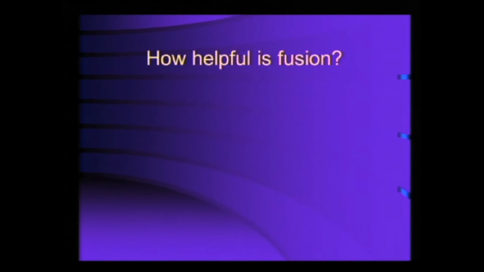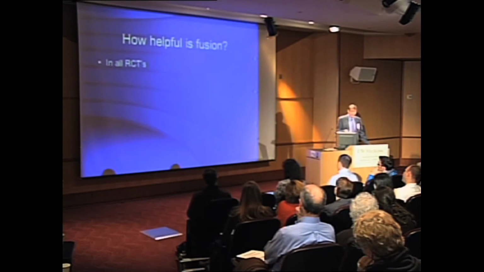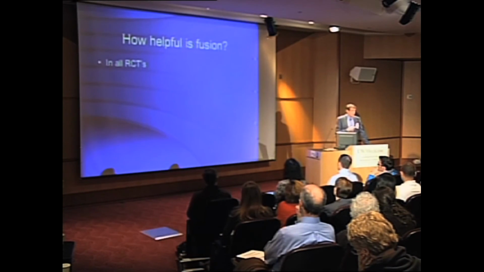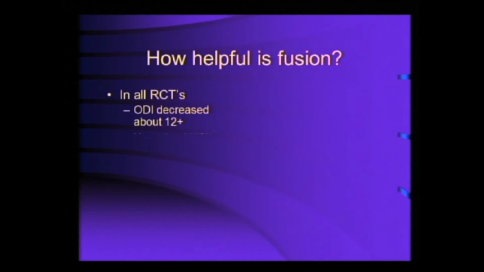So in the aggregate, we look at these numbers and ask, how helpful is this? We have this idea that fusion may work for some of these people. Maybe it's equivalent to some non-operative care. So even on the non-operative side, are we doing this well? Are these good outcomes? In all these studies, the ODI is decreased about 12 to 15, somewhere in there. Pain is usually decreased about 2 out of 10 for our fusion studies.